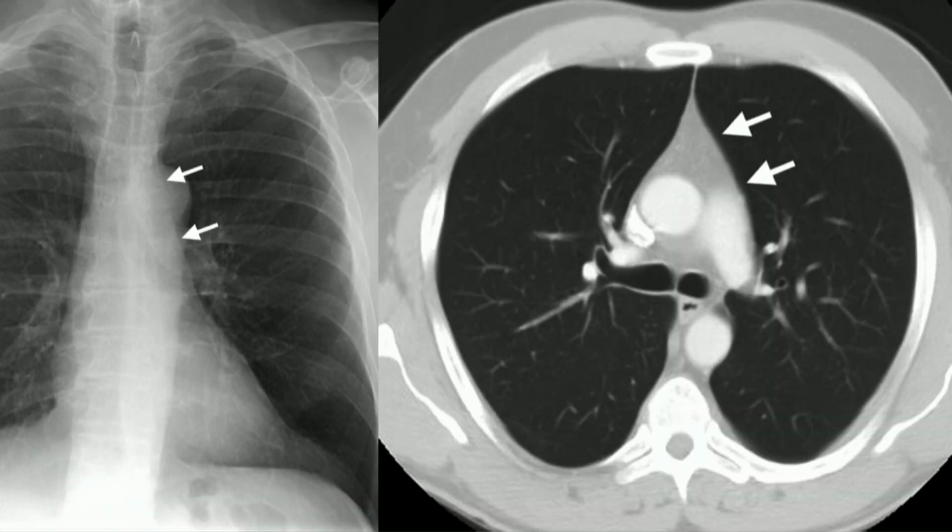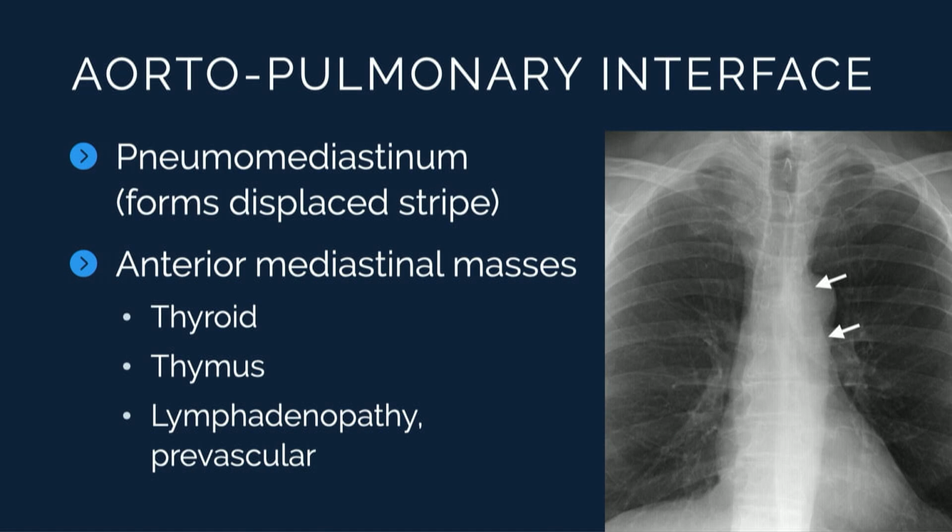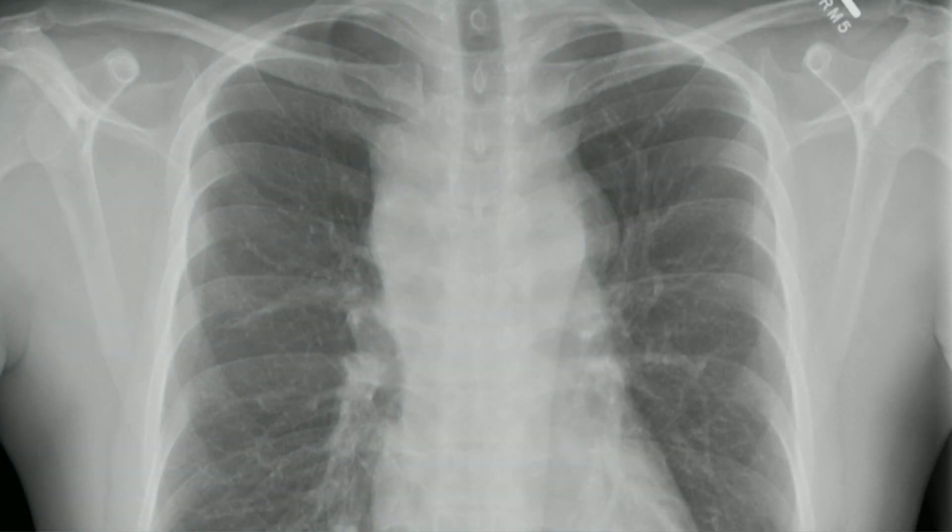We often talk about displacement of the AP window, but here we have, again, that interface right along the pulmonary artery extending into the anterior mediastinal fat. And if you get mediastinal masses or lymph nodes, this can become displaced. So let's take a look here.